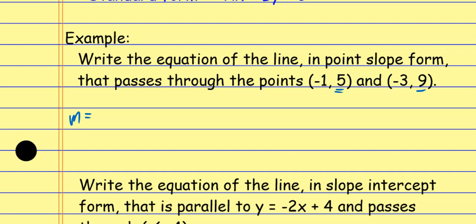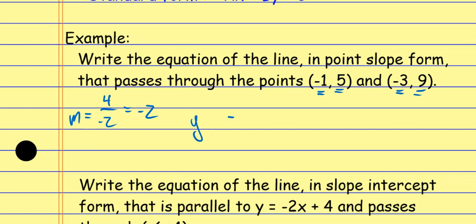Y was a 5, now it's a 9, it's gone up 4, so the change in y is up 4. X was a negative 1, now it's a negative 3. The x value has gone down 2, so it's a negative 2. So my slope is a negative 2, all right? And again, if you do the slope formula, it will yield the same thing. But now point-slope form, I just plug it into that form and it's okay.